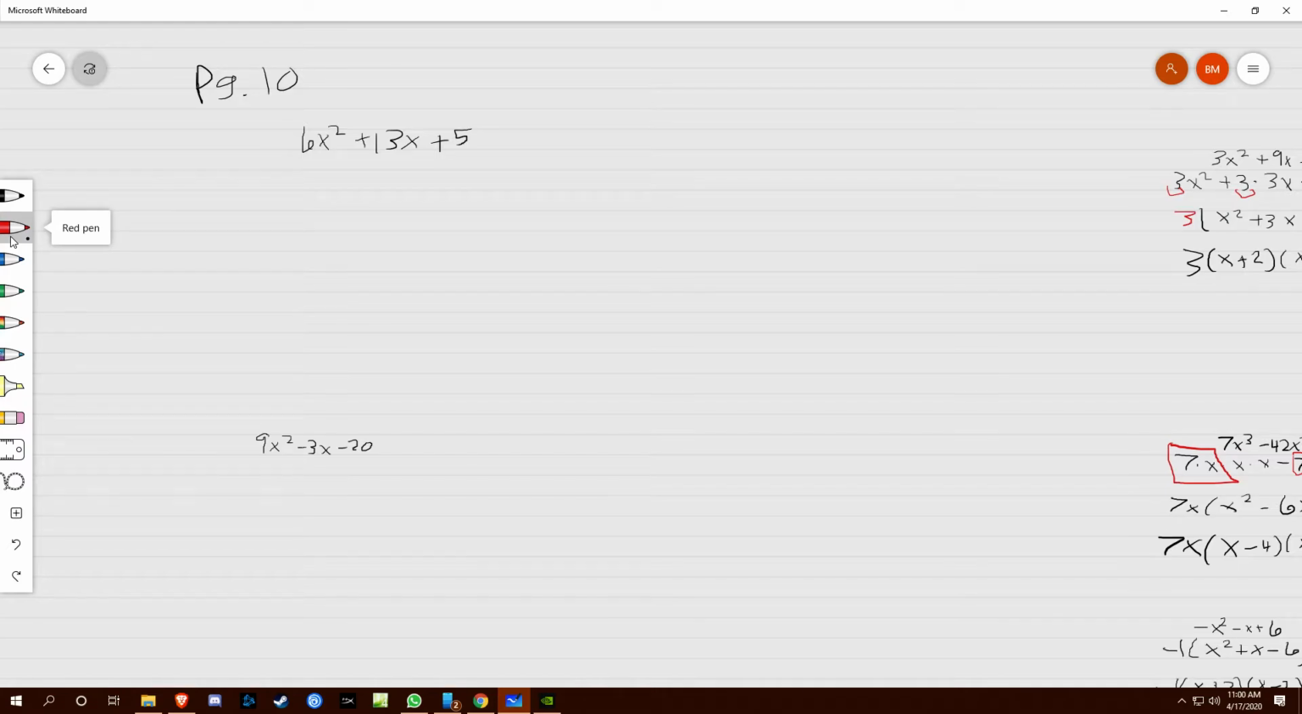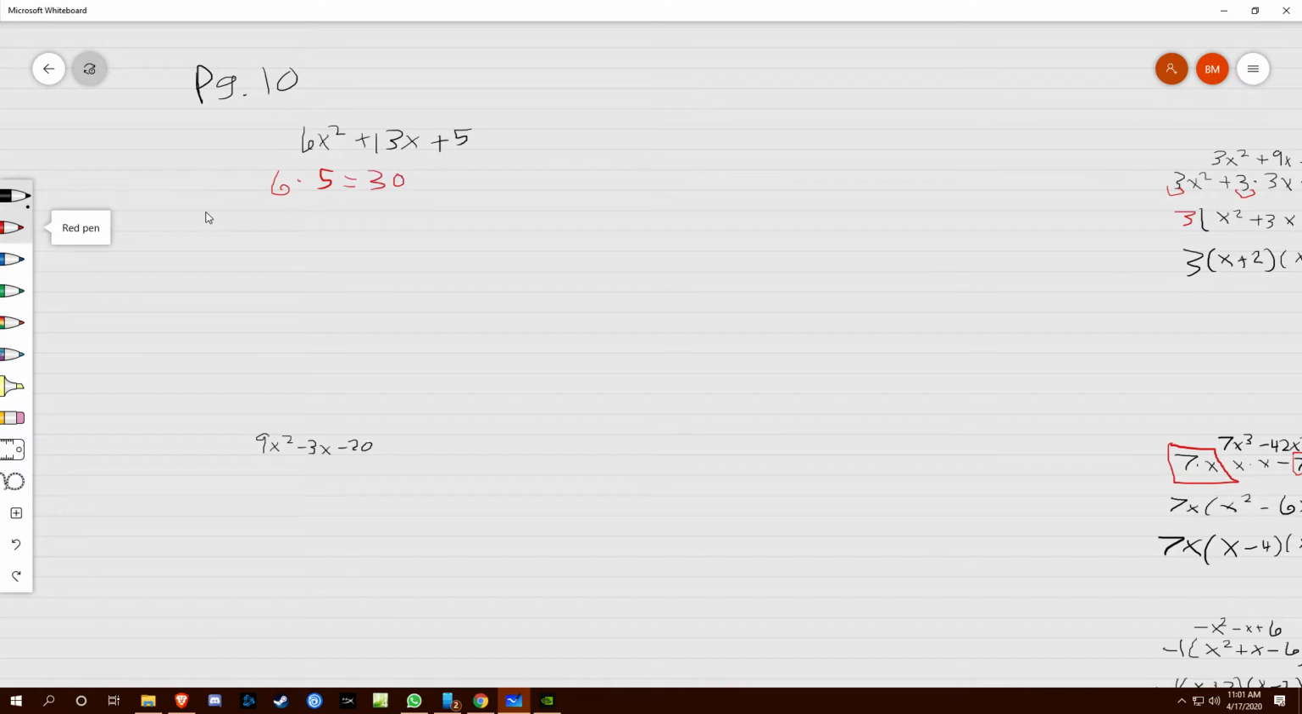So we have our starting trinomial, which we do. The first step is we're going to multiply A times C. Well, my A is 6 times 5.